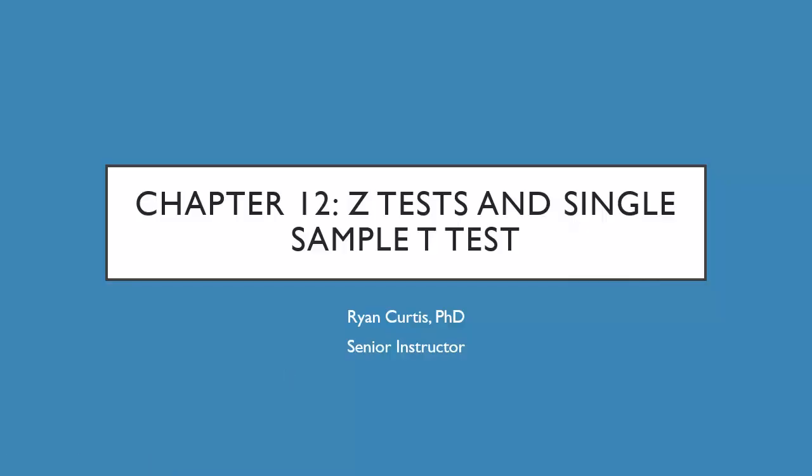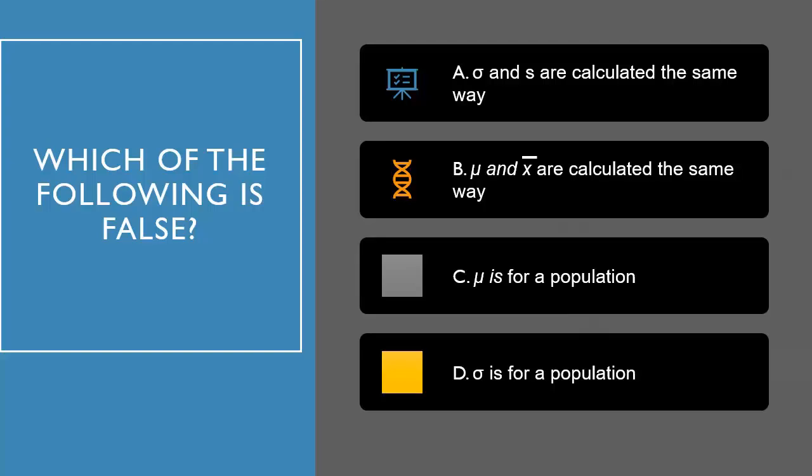Hello, everybody. Welcome to the online version of Chapter 12, where today we're going to look at z-tests and single sample t-tests. And so let's go ahead and begin. We will begin with a question. Now, instead of a clicker question, I'll show you this question on my screen. I want you to take a look at this and tell me which of the following is false.